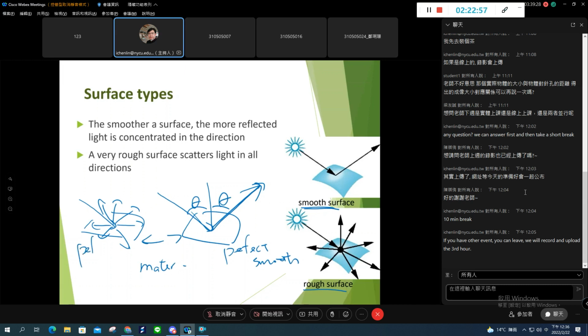So most materials are between the perfect smooth and the perfect rough. We usually call this one diffuse surface, and this one specular. Most materials are somewhere between the perfect specular and perfect diffuse.